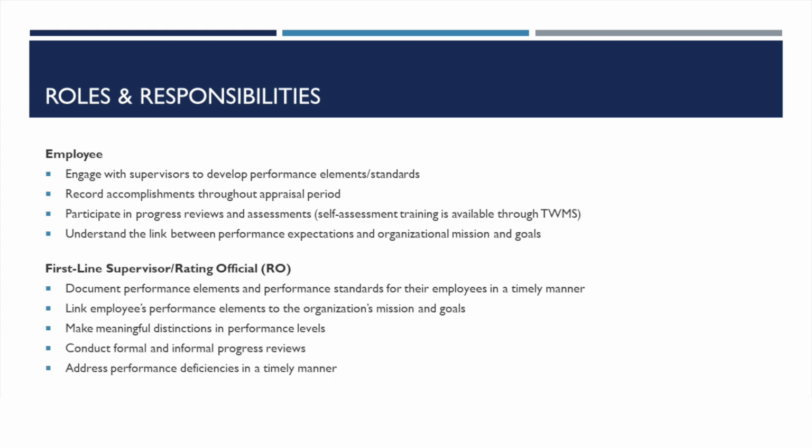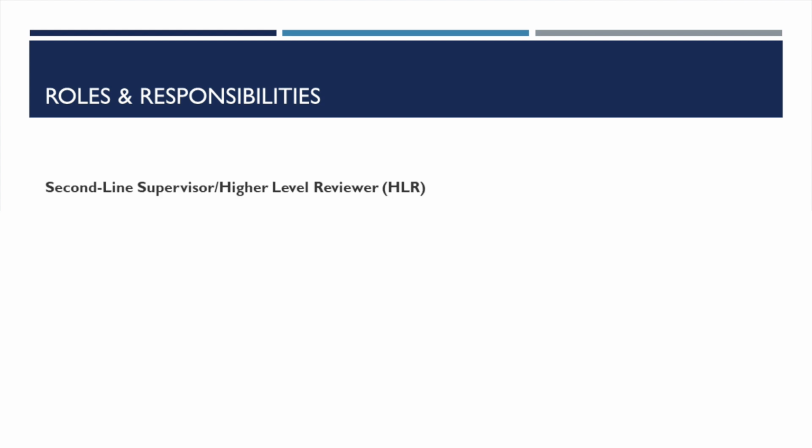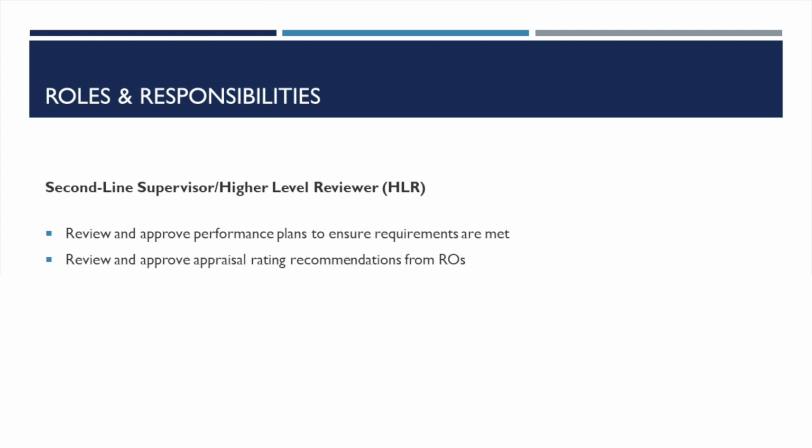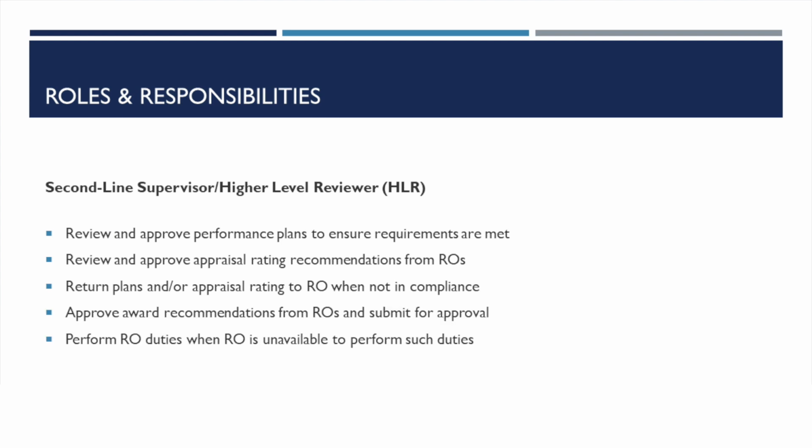Finally, it is your second-line supervisor's responsibility to review and approve your performance plan to ensure it is clear and that it is consistent with your position. It is also their responsibility to review and approve your annual appraisal rating recommendation to make sure rating standards are applied fairly and that an explanation for the rating recommendation is documented. Additionally, at the end of each performance cycle, your second-line supervisor is responsible for approving and submitting performance award recommendations from your first-line supervisor.